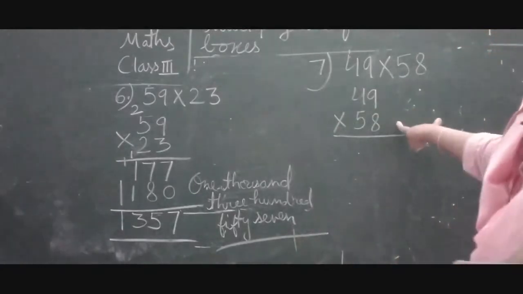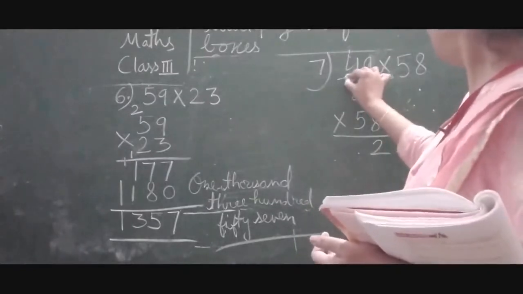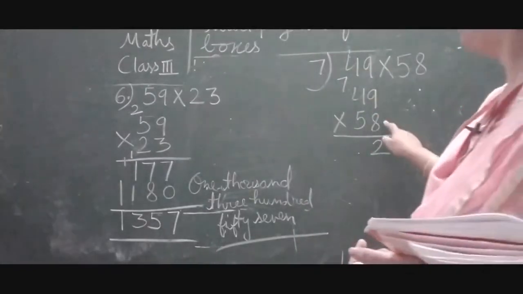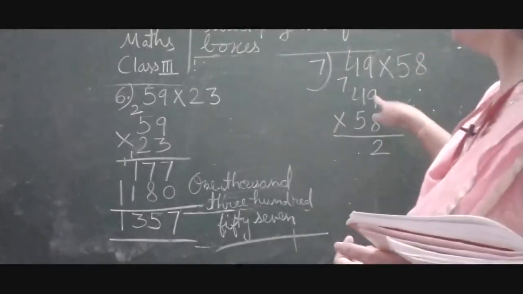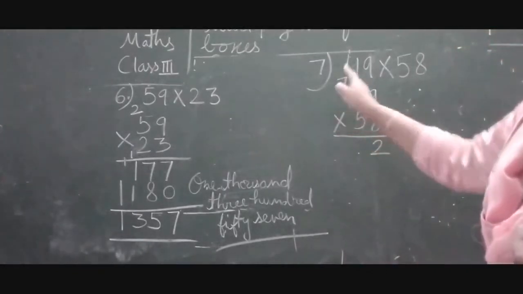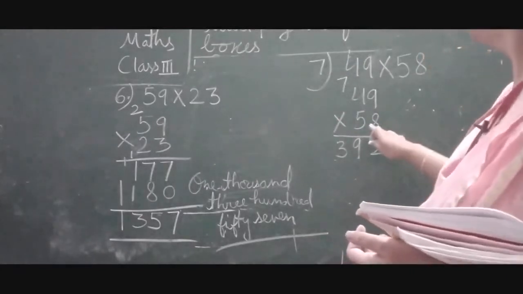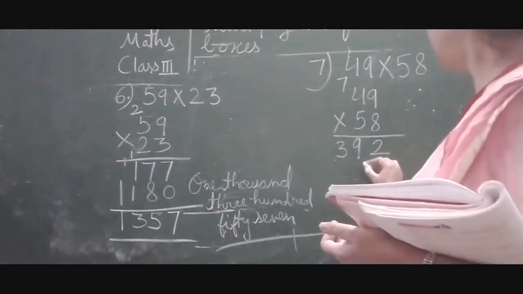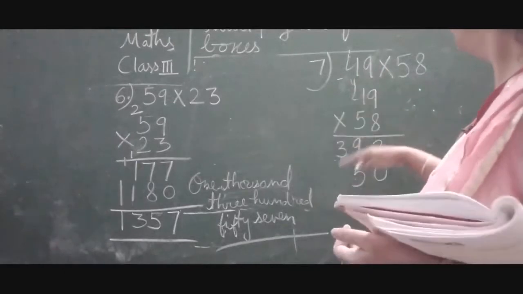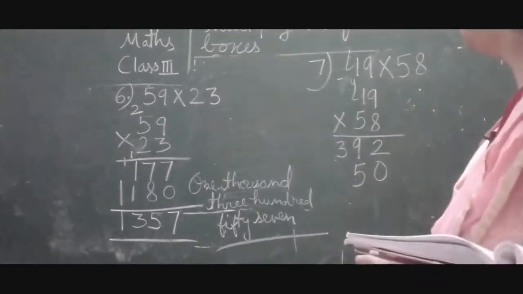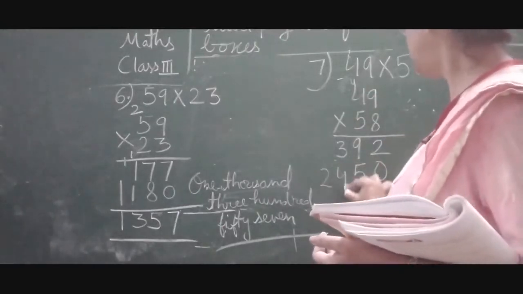So here 8 9s are 72, children. So 2 we will write right over here and 7 will be carry over. 8 4s are 32. 32 plus 7, so we will get 39. 39 we will write over here. So now 5 9s are 45. 5 we will write. 4 will be carry over here. So 5 4s are 20, plus 4 is 24, children.